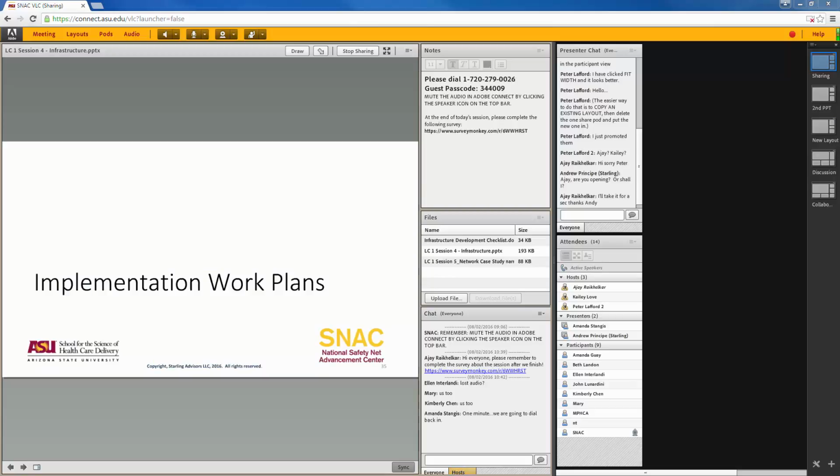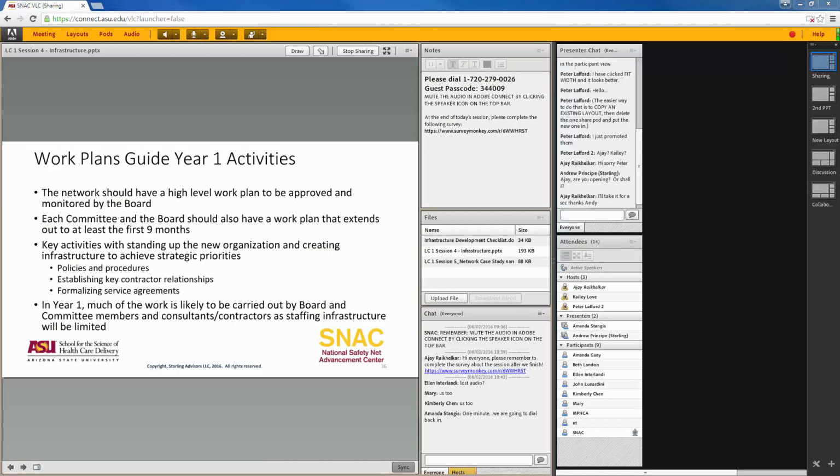Okay. I'm going to introduce to you two concepts, and then we're going to build towards your homework for this coming week. We think it's critically important that networks in the early formation develop a work plan that guides their year-one activity. Very difficult to answer important questions like, what should our staffing be, what is our budget, how much money do we need to raise, without laying out at least 1 year's worth of activities.